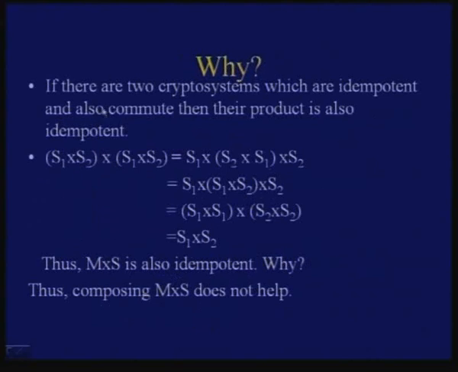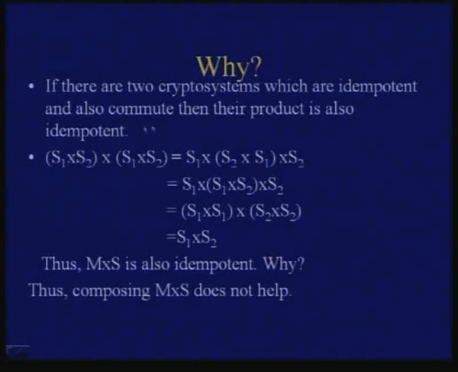What I have said here is that if there are two crypto systems which are idempotent and also commute, then their product is also idempotent. If this result is true, what does it mean? It means that if you compute the products of those kinds of ciphers, the key size doesn't increase. So considering products doesn't help.